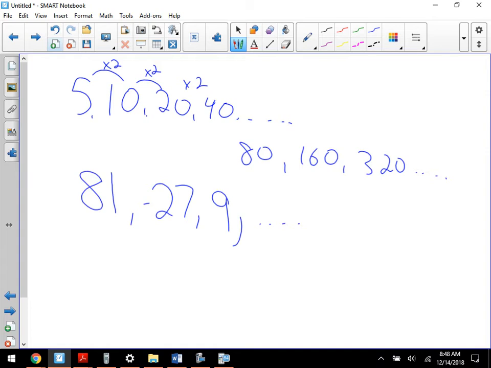Negative 3. So what's 9 divided by negative 3? Negative 3. What's negative 3 divided by negative 3? 1. There you go.